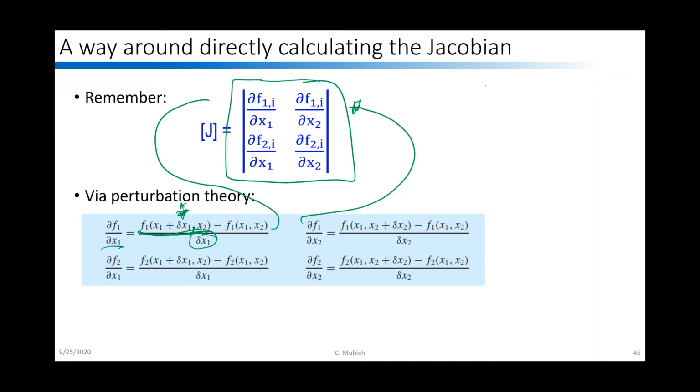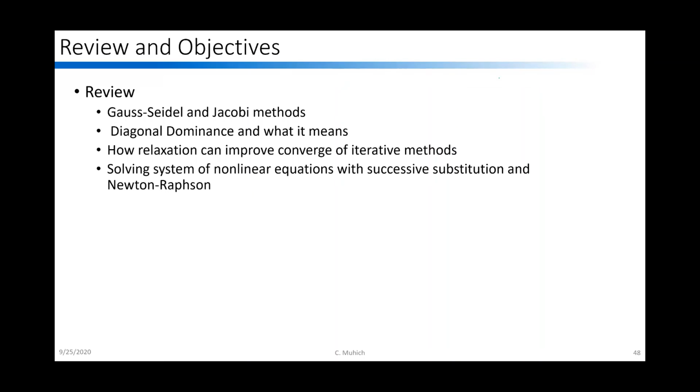All right, that's going to wrap up all the content for Unit 3. In review, we've covered the Gauss-Seidel method and the Jacobi method. Remember, the difference being in the Jacobi method, we use all of the old guesses. In the Gauss-Seidel method, we update the values at each individual step.